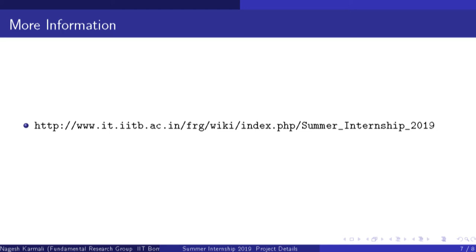This is a wiki actually. You may be able to find Summer Internship. I think this is the place where you can. There's very limited information, but I'll be updating in the coming one or two days. This wiki has a lot of other resources. You can even go through last year's projects and many of those.